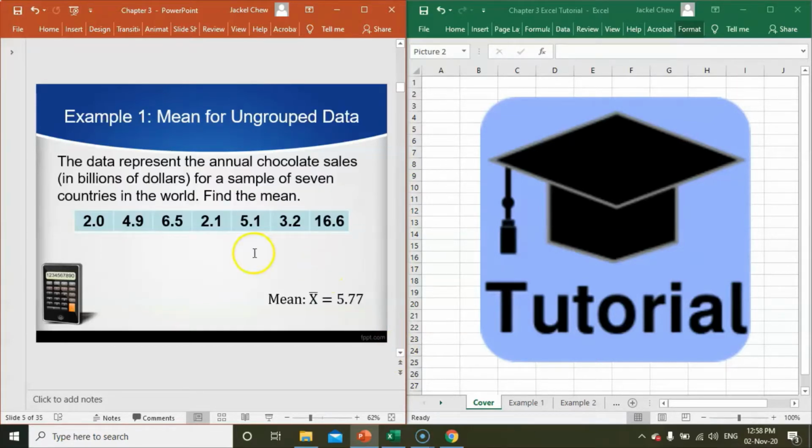Let us see example 1. To find the mean for ungrouped data, we refer to this data. This data represents the annual chocolate sales for a sample of 7 countries in the world. To find the mean manually, you can use a calculator to add all the numbers and then divide by 7. In this video, I will show you how to use the Microsoft Excel tool to calculate the mean for this data.